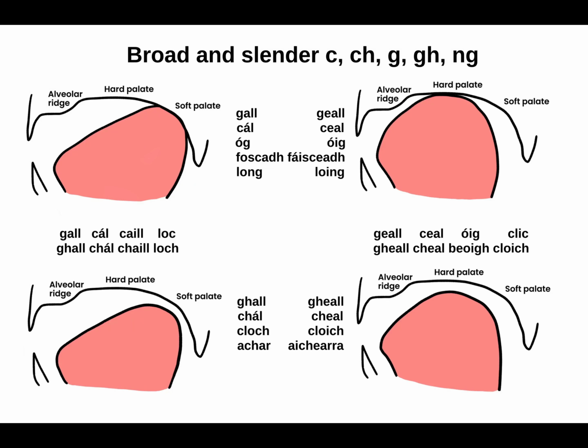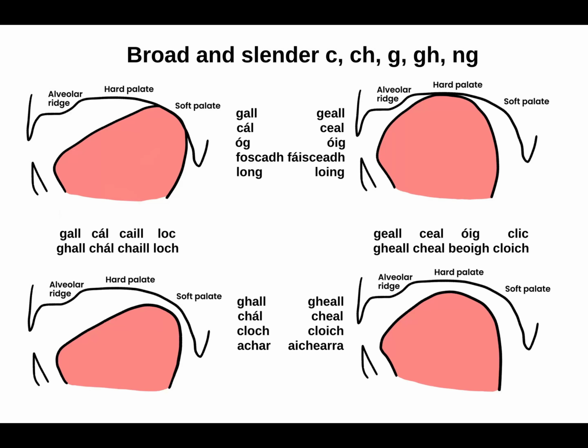And similarly, when a broad sound becomes slender or vice versa, the type of sound is changing in a very consistent way. So let's compare gal to ral, cal versus chal, and loch versus loch.